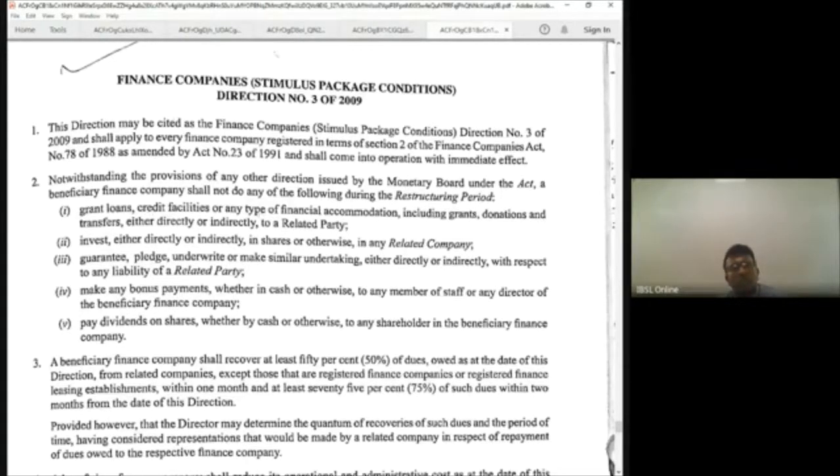Grant loans, credit facilities, or any type of financial accommodation, including grants, donations, and transfers, either directly or indirectly to a related party. Now, do you know who is a related party? It can be a subsidiary, associate, or the close relative of a director. Invest either directly or indirectly in shares of a related company. Guarantee or pledge for the related company. Make any bonus payments, whether in cash or otherwise, to any member of staff of the beneficiary company. Pay dividends on shares, whether in cash or otherwise.